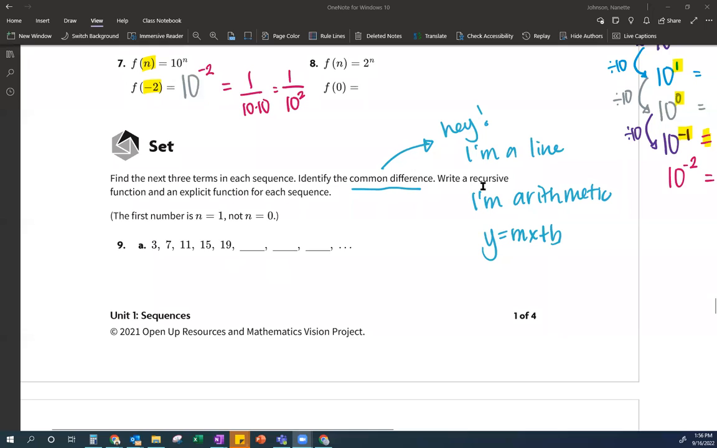Why do you love y equals mx plus b, Ms. Johnson? Because I'm so used to using it and I've seen it over and over again. When I see problems like this, I'm like, I can do this. Okay, so common difference first.